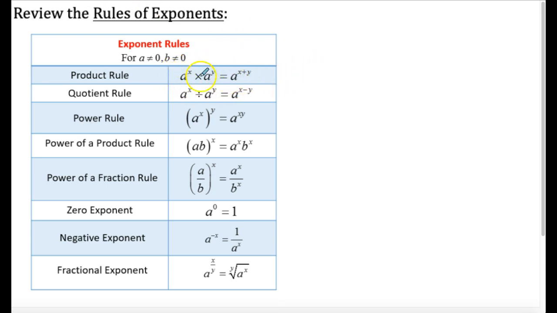So product rule, okay, if I'm multiplying two things that have the same base, I can add the exponents. For example, if I have x squared times x to the third, I can add the exponents together and say this would be x to the fifth. If I'm dividing two things, right, so if I have x cubed over x squared, I would subtract the exponents. So 3 minus 2 would just get me x to the first power.